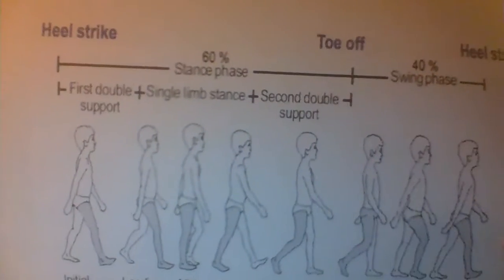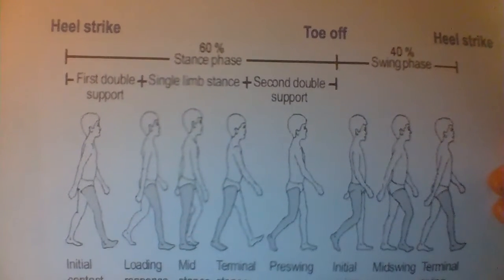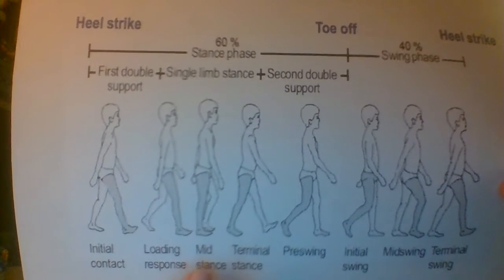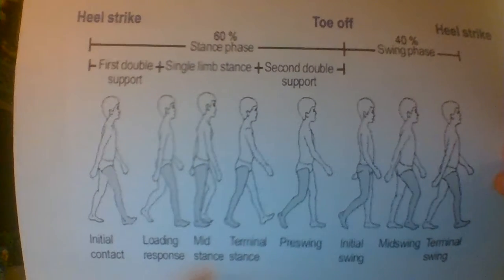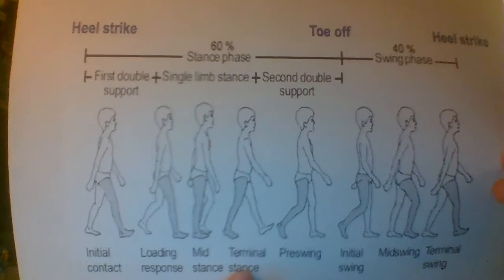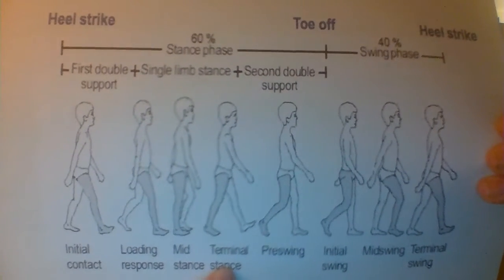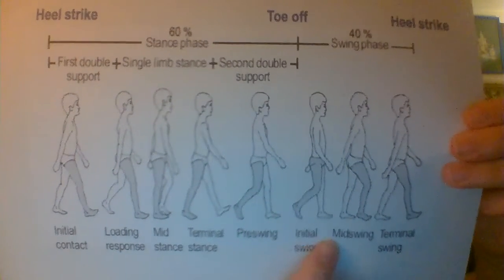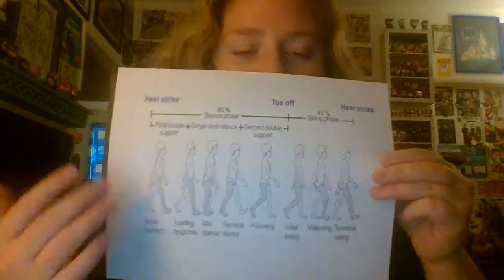The first one is the initial contact with the ground. Then you have the loading response when the leg starts to swing. Then right here you have the mid stance. That's when you have one foot straight on the ground. Then you have the terminal stance. That's when the foot is finished. Then you have the pre-swing, the initial swing, the mid-swing, and the terminal swing. This is what gait is. This is the diagram for gait.